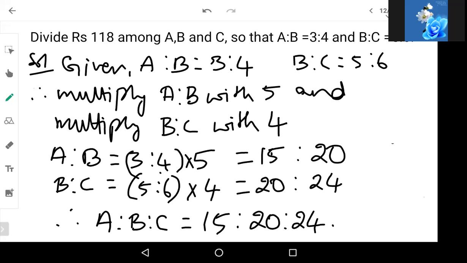Now we are supposed to divide 118 rupees in the ratio of 15 is to 20 is to 24. Hope everybody understood until here.